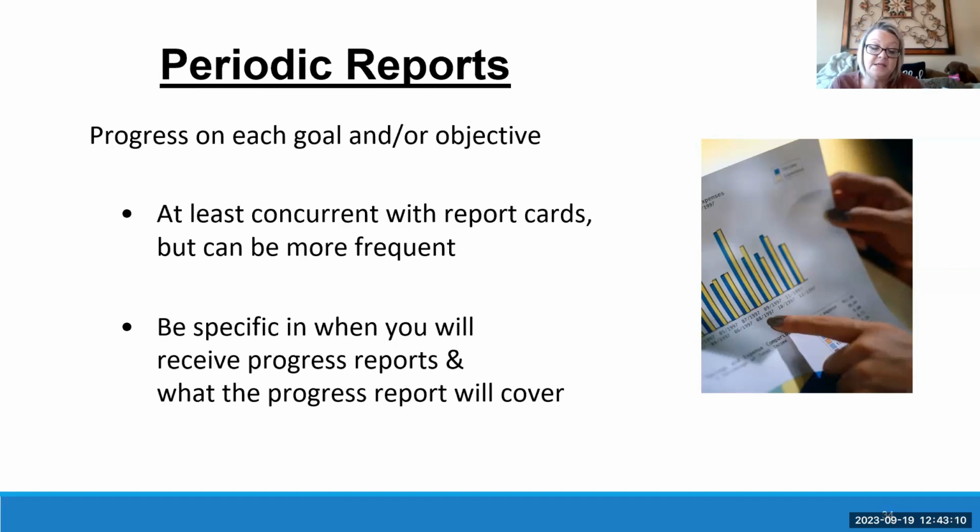The IEP guidance document states, in designing the measurable annual goal, the ARC must determine when the periodic progress reports will be provided to the parents. The report must be at least concurrent with report cards, but can, on request, be more frequent. Be specific in when you receive progress reports and what the progress report will cover.